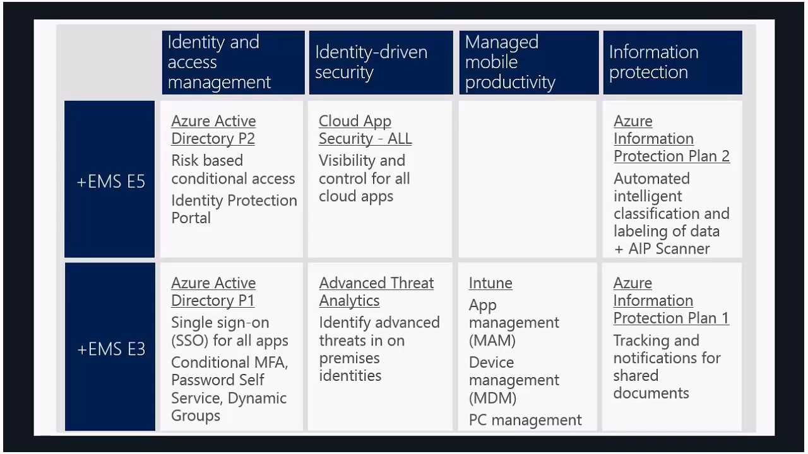So its name has gone through some iterations. That said, the packaging of it is the EMS E3 suite, which I think you'll notice on the graphic here at the bottom, has 4 major components in E3. There are also several components in EMS E5. This is separate and distinct from Office 365 E3 and separate and distinct from Office 365 E5. So we covered the full scope of identity and access management, identity-driven security, managed mobile productivity and information protection included at various levels of the Enterprise Mobility and Security Suite.